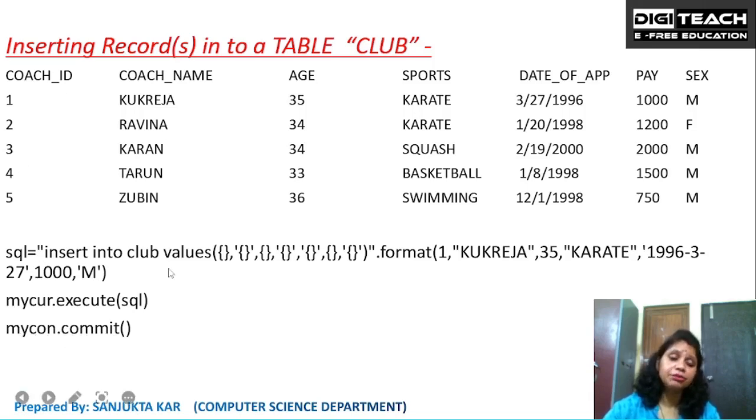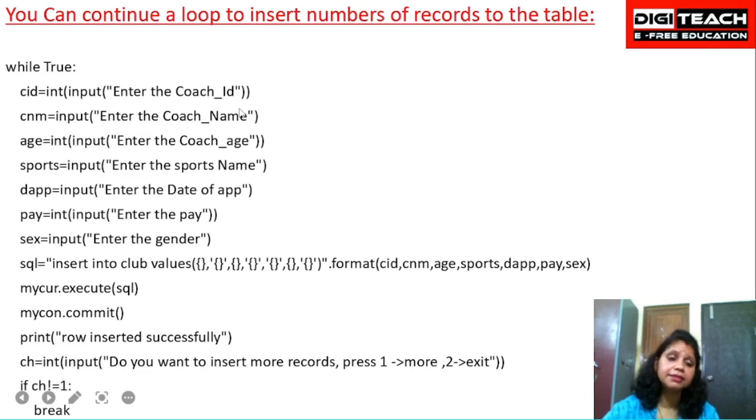This is the way to insert one record by using this dot format method, but another way is also there. You can use the %s, right. Similarly, if you want to insert multiple records, at that time you can input the values from the user. You can just continue one loop. After that, you just insert these values to your SQL query, then execute it, then use the commit function. So, you can do this method also, right.